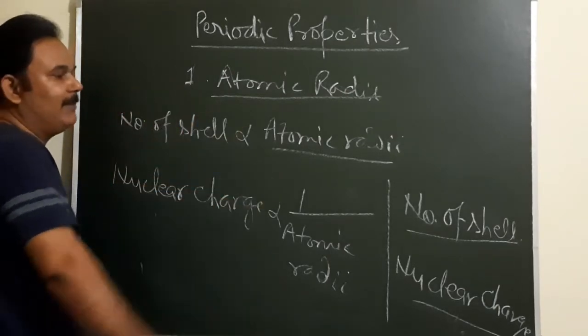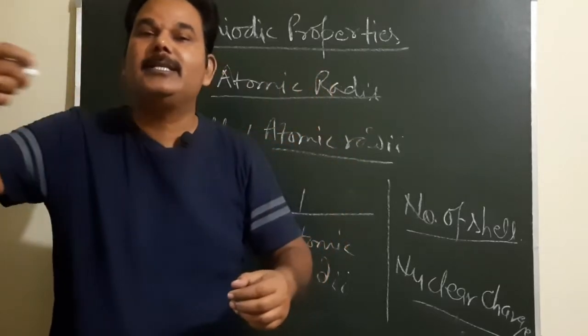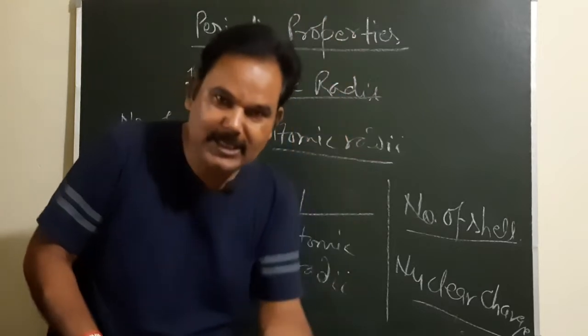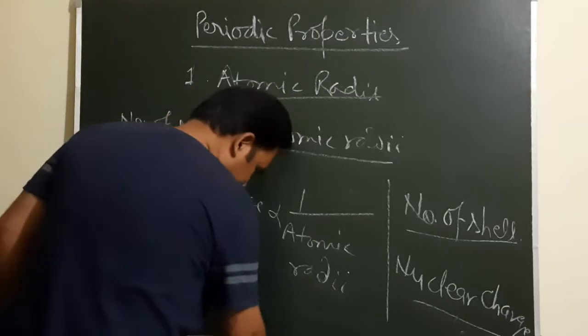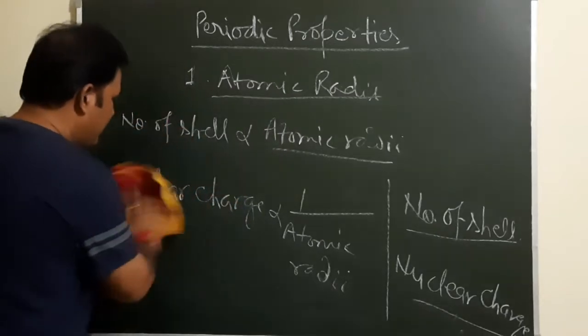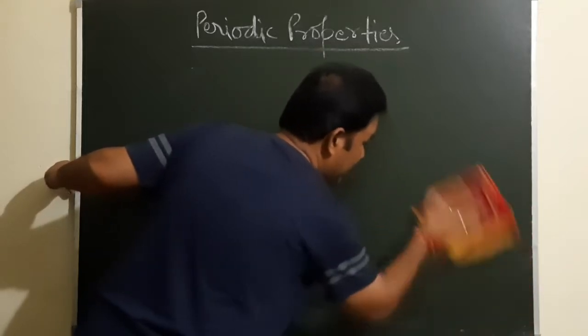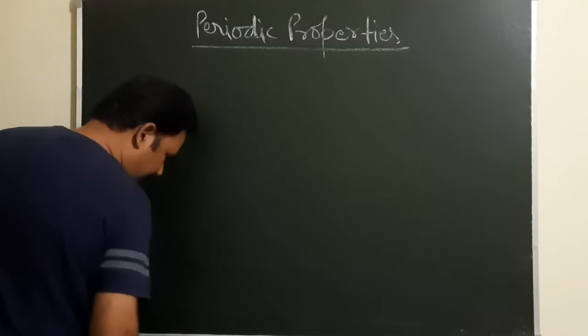So on the basis of these two factors, we can say atomic radii decreases when we move in a period from left to right, and it increases when we go from top to bottom in a group. So this is all about the atomic radii. After that, we will discuss the second periodic property, that is ionic radii.